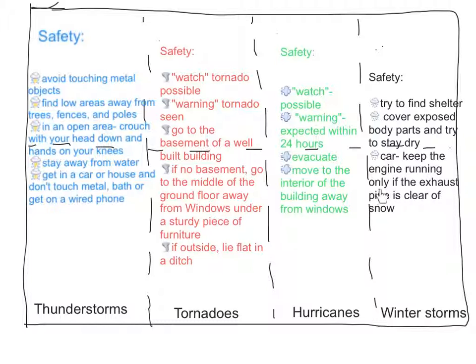But you want to make sure that your exhaust pipe, your muffler, is clear of snow, because if you've got snow at the end of your muffler, it could be trapping carbon monoxide in the car. So be really careful about that. And that's all we have for our foldable on safety. So we're going to hole punch this and put this in our notebooks.